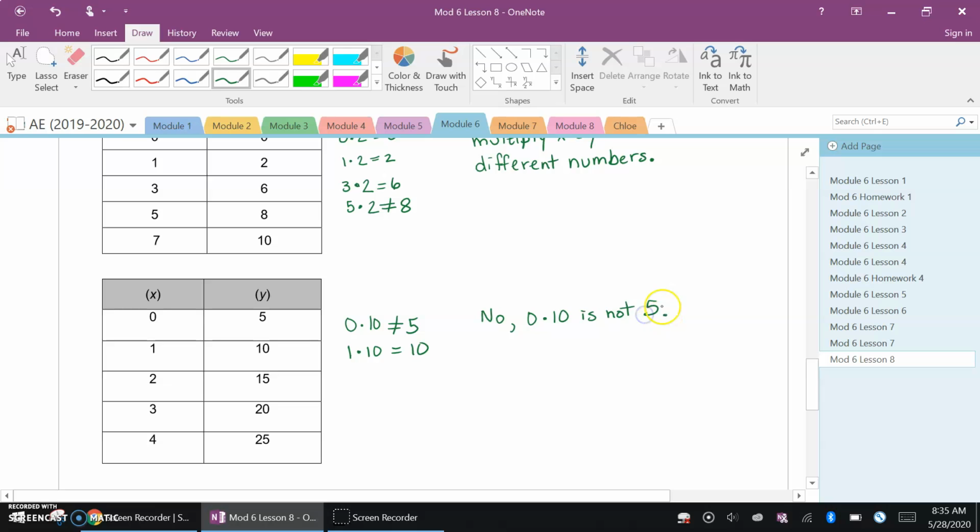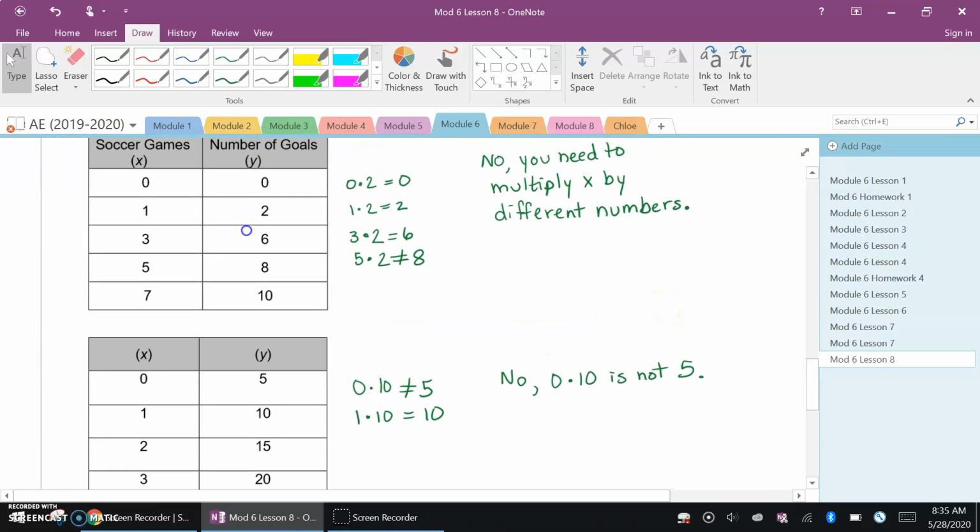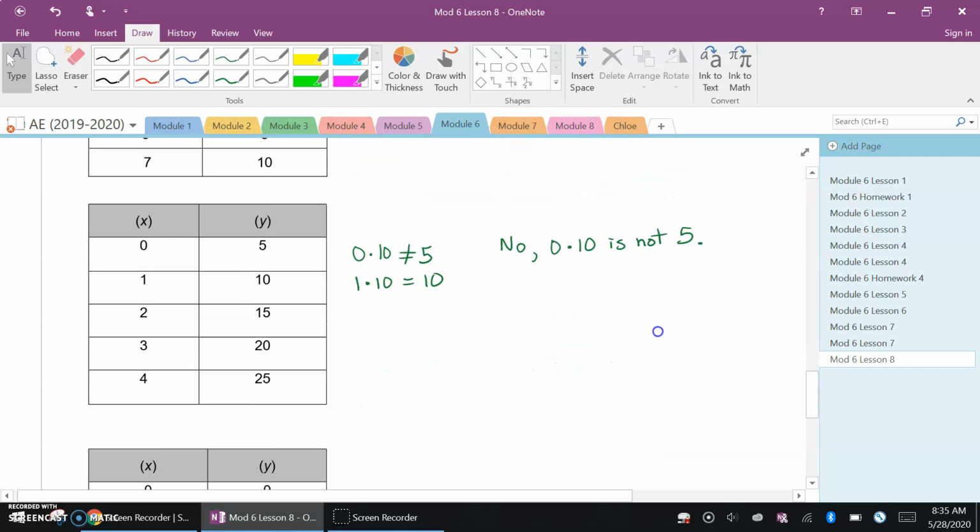So those are two different types of explanations, but both are equally valid. The first one is looking at a more general idea, and then the second one is actually giving an example, just saying 0 times 10 is not 5.